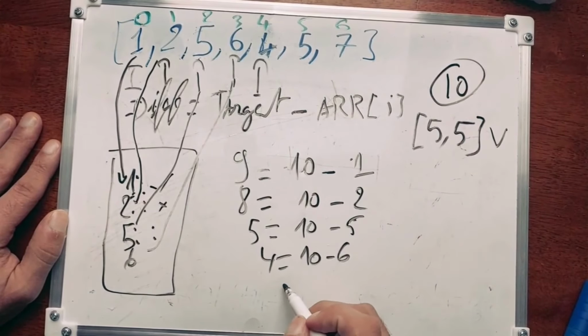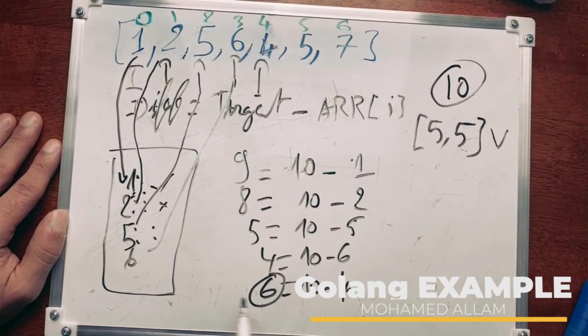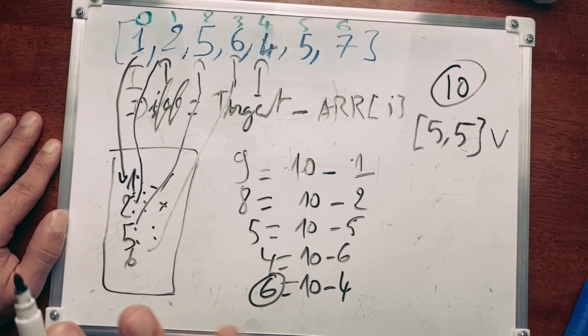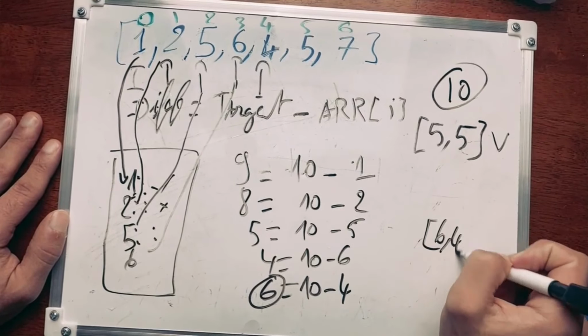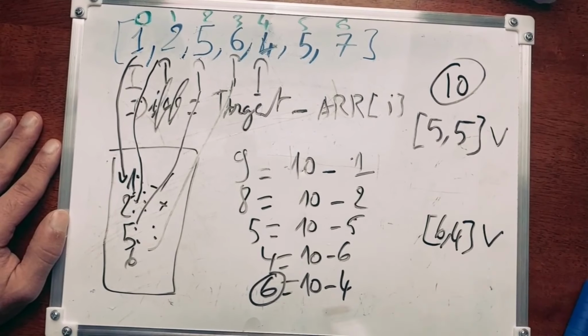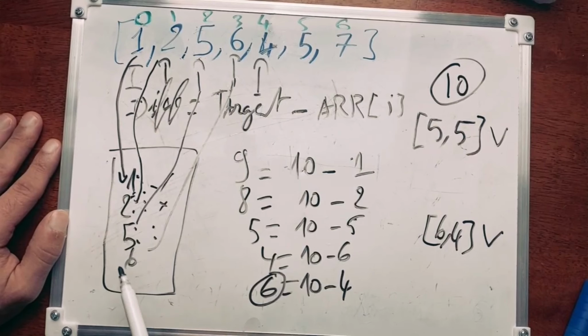It shows 4, right? So 10 minus 4 equals 6. 6, we have it right here. We stop and we return the result. So it's 6 and 4. Right? And we didn't even continue to iterate, and this took us much less time.